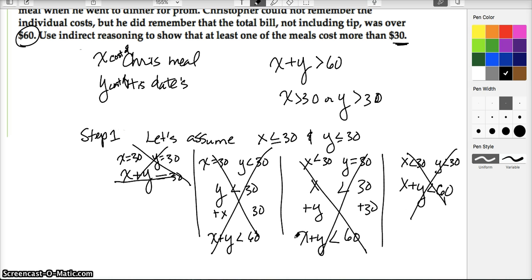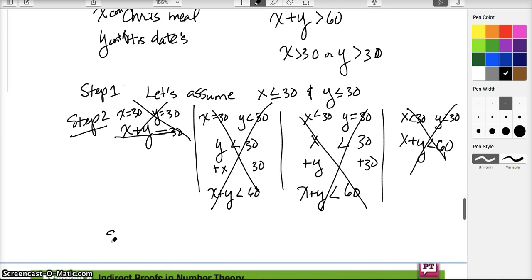So since we have false conclusions all the way around, if we assume this to be true, this cannot be true. This should be step 2, by the way. Step 2, where we were using our logic. This cannot be true. Therefore, we know step 3, that X is greater than 30 or Y is greater than 30. It has to be, given the fact that we tried all possibilities where that was not the case.